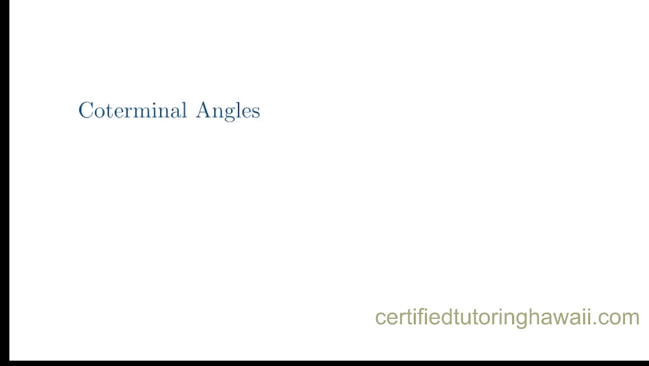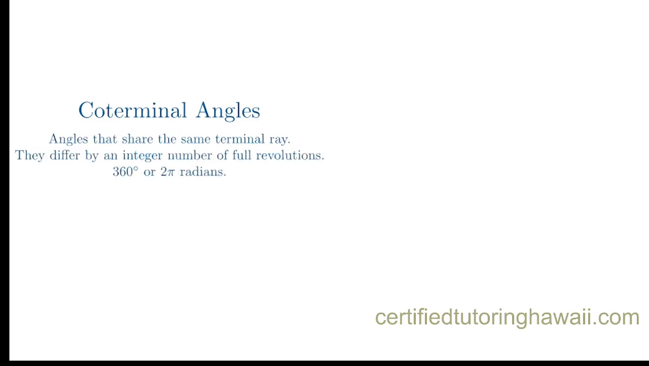Angles in standard position that share the same terminal ray are called coterminal angles. They differ by an integer number of full revolutions. A full circle is 360 degrees, or 2 pi radians. This means two angles are coterminal if their difference is a multiple of 360 degrees, or 2 pi radians. So, if we have an angle theta, any angle in the form theta plus or minus n times 360 degrees will be coterminal with it. The same logic applies to radians.